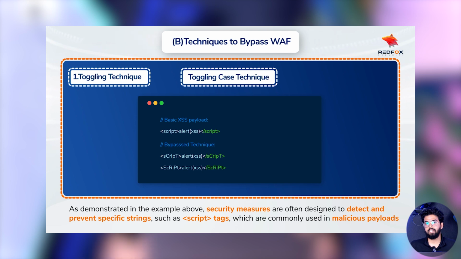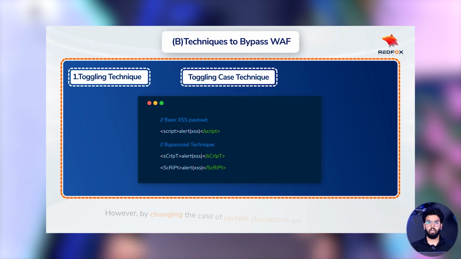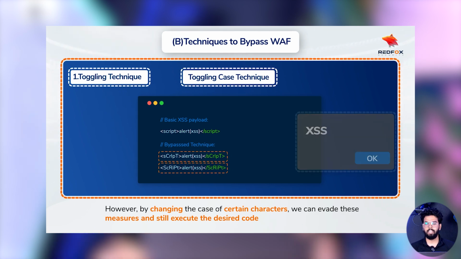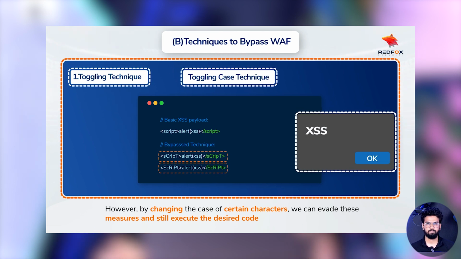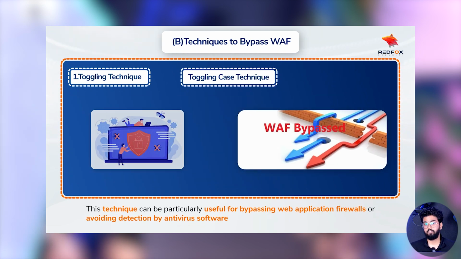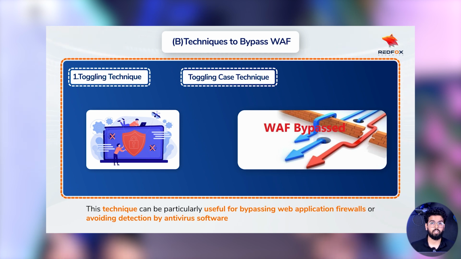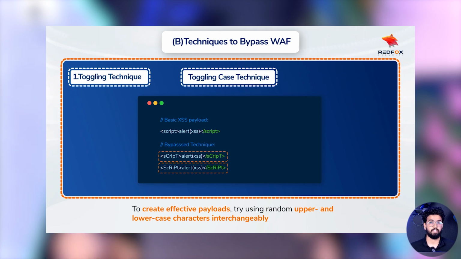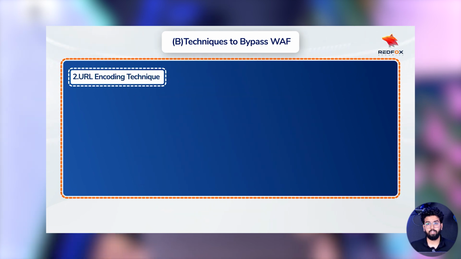As demonstrated in the example above, security measures are often designed to detect and prevent specific strings, such as script tags, which are commonly used in malicious payloads. However, by changing the case of certain characters, we can evade these measures and still execute the desired code. This technique can be particularly useful for bypassing web application firewalls or avoiding detection by antivirus software. To create effective payloads, try using random upper and lowercase characters interchangeably. The next one being URL encoding technique.